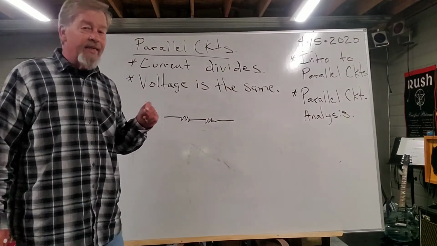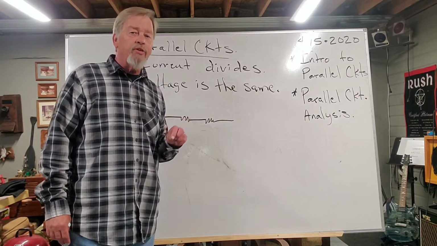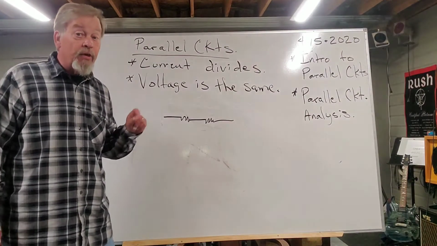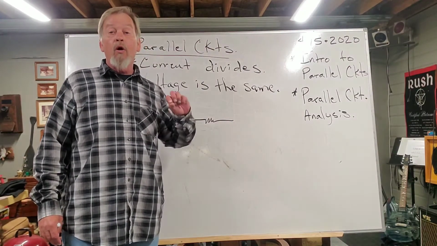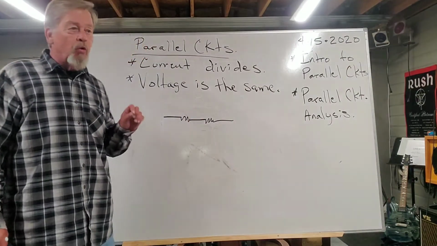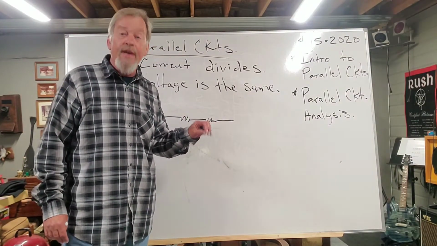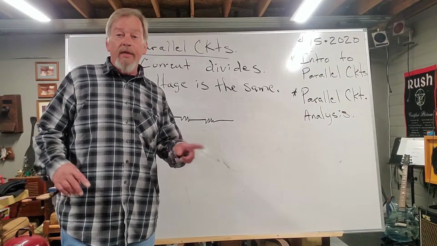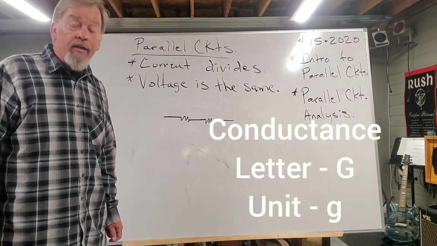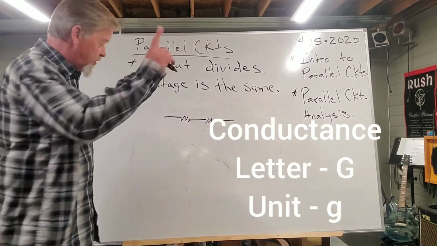Now, resistance is the ability to oppose current, the opposition to current flow. Well, we're not putting more opposition, we're actually adding more ability to allow current by adding extra paths. We're adding the ability to allow current. And believe it or not, they have a name for this ability to allow current. The ability to allow current is called conductivity or conductance. Conductance.